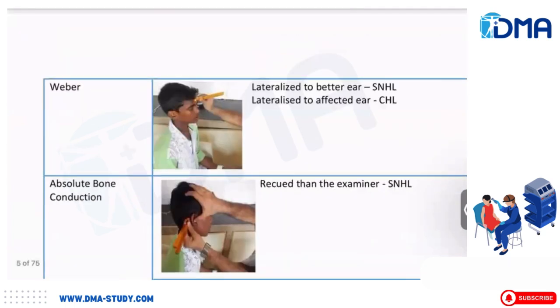Then the important test, the Weber test, very easy. You place the tuning fork over the glabella. If it lateralizes to the affected side, it is conductive loss. If it lateralizes to the better side, it is sensorineural loss.